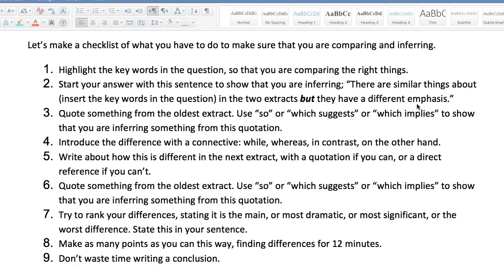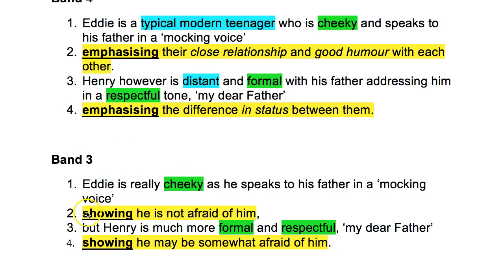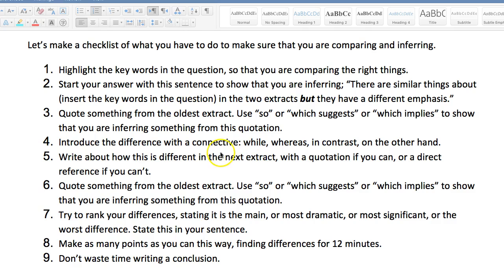You might not have a great understanding of both extracts, but the examiner doesn't know that because of the way you've started. Quote something from the oldest extract and use so or which suggests or which implies to show that you are inferring something from this quotation. So implies is another word like emphasizing that shows you're moving beyond showing. It means exactly the same thing, but the examiner is going to be more impressed because you're not just using the word shows.